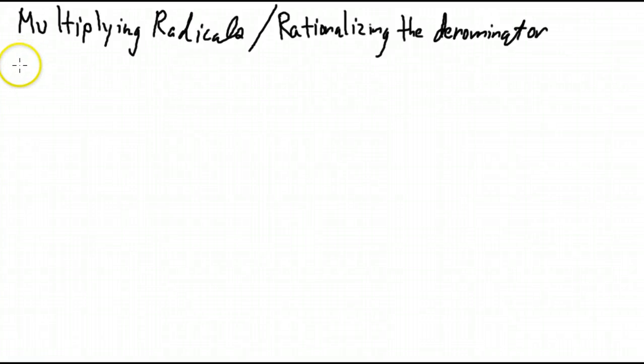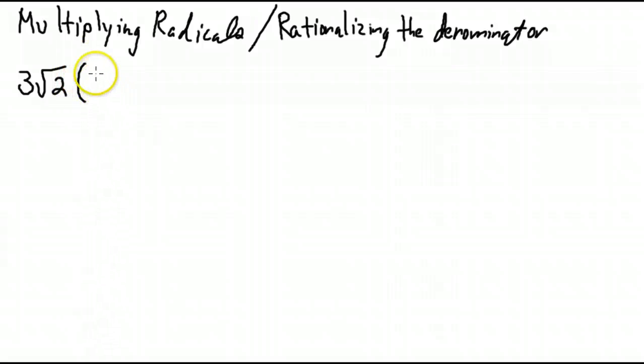Okay, multiplying radicals and rationalizing the denominator. Let's start with multiplying radicals, and we are going to do monomial times a binomial. So something like 3 root 2 times 2 root 5 minus 4 root 3.